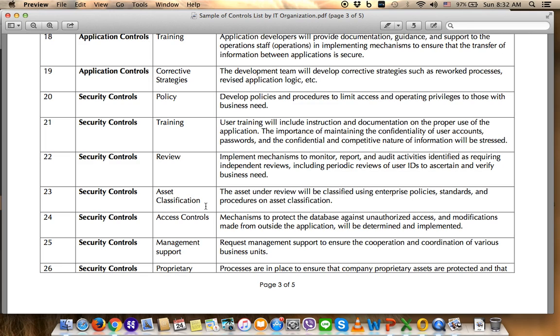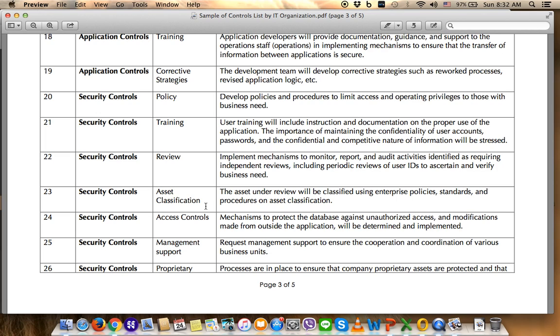So the next is a review of the security control to implement mechanism to monitor, report, audit activity identified as requiring independent review, including periodic review of the user ID to ascertain and verify with the business need. So the next control is asset classification. The asset under the review will be classified during the enterprise policy standard procedure on asset classification.